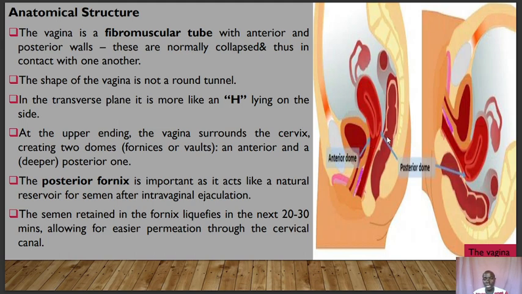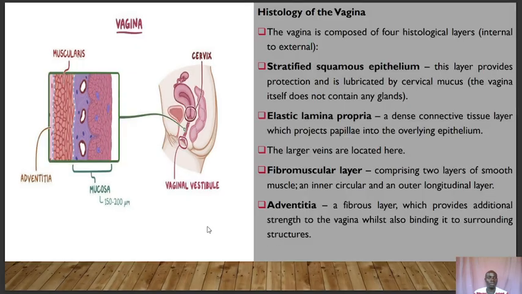This posterior dome, or posterior fornix, is very important because it acts as a natural reservoir for semen after intravaginal ejaculation. So you'll find it here. The semen is retained in this fornix and it normally liquefies in the next 20 to 30 minutes, and this allows for easier permeation through the cervical canal, and that is why the posterior dome is so important.